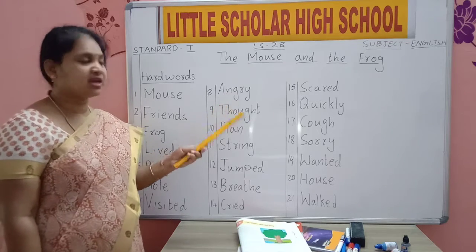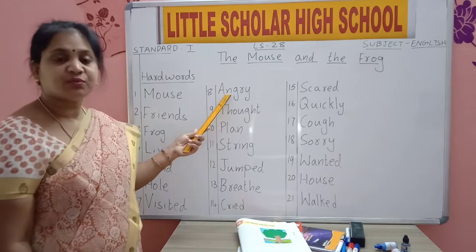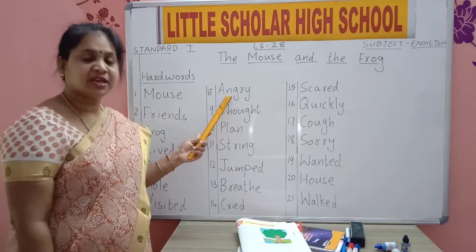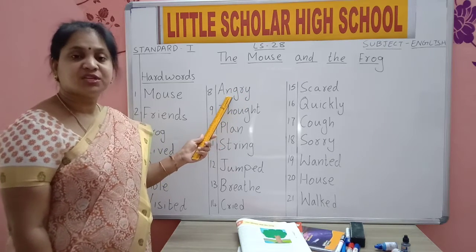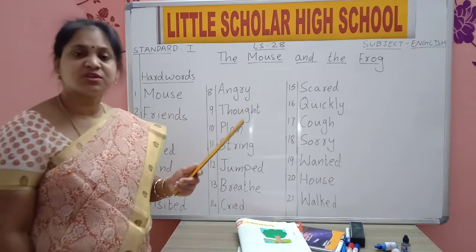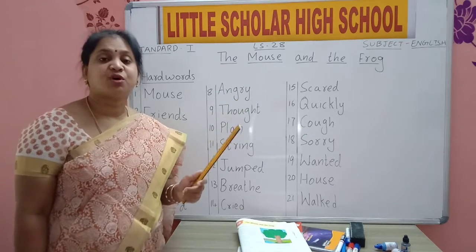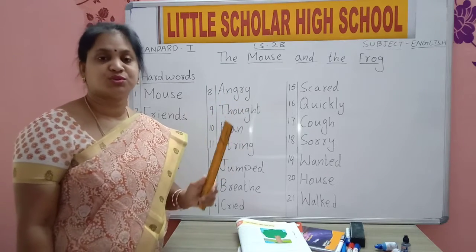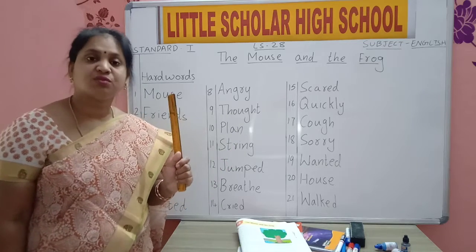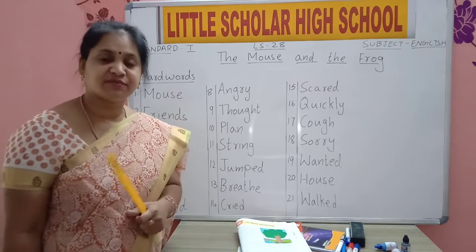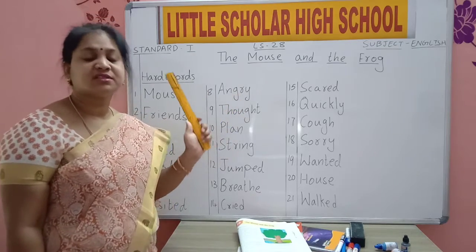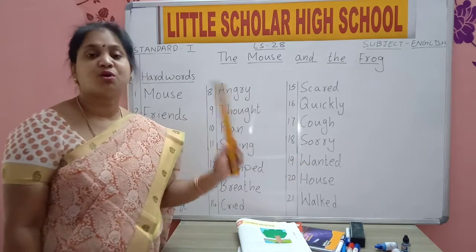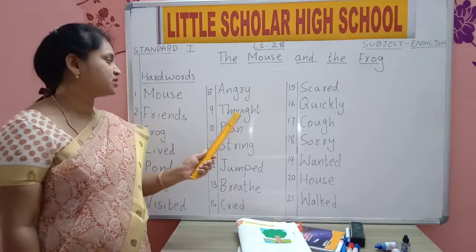A-N-G-R-Y, angry. Who was angry here? The frog was angry with the mouse. Why was the frog angry? Because every day the frog comes to the mouse's house, but the mouse never goes to the frog's house.